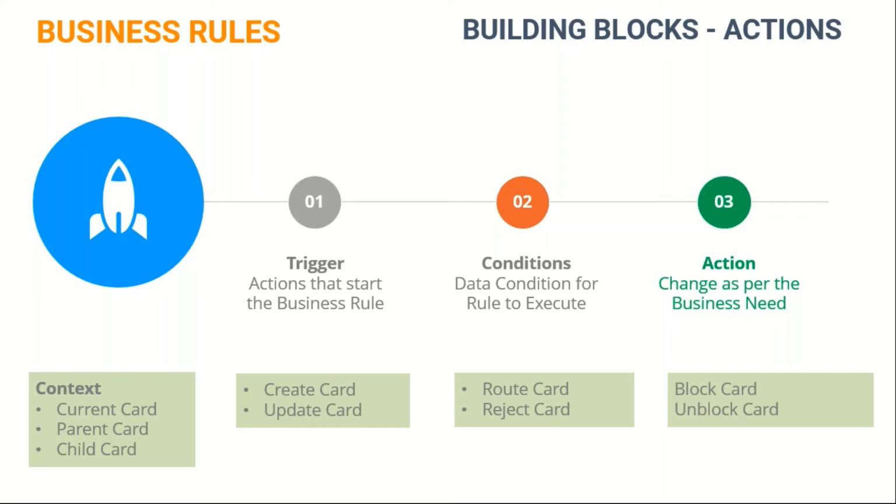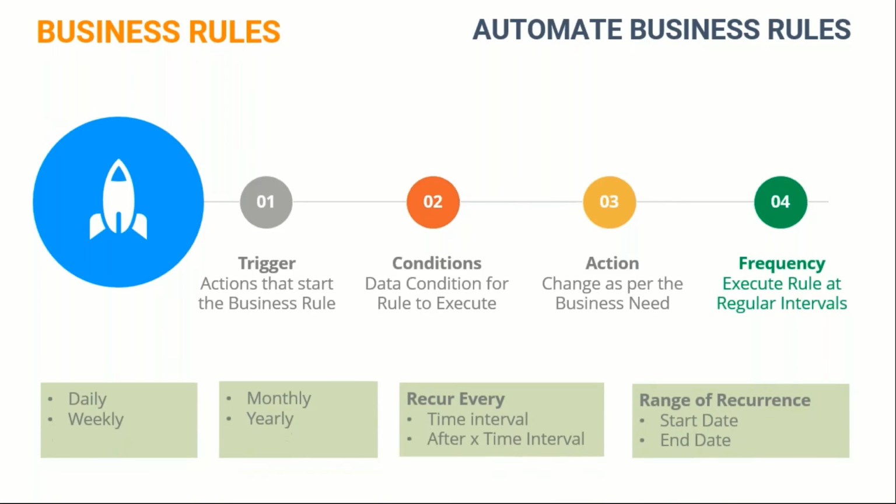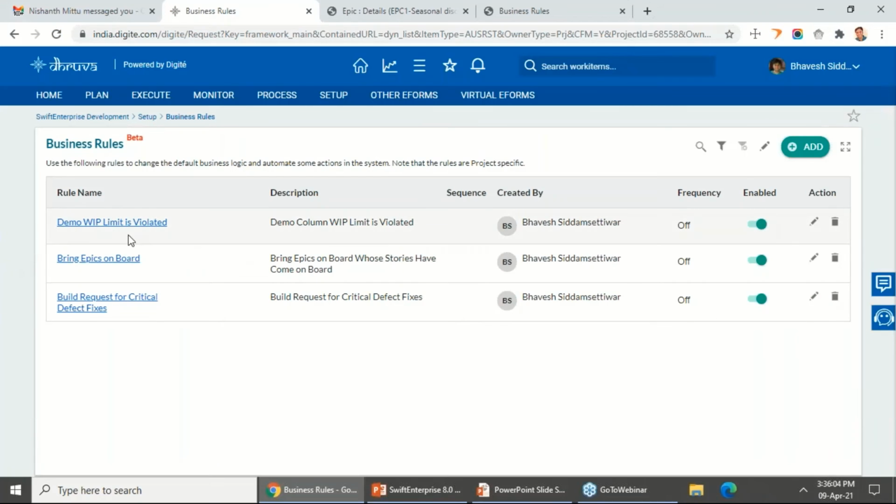This is where it also can be automated further. So while business rules are going to help you automate updates to your cards, we are also providing a way to automate the business rules as well. So there's an additional fourth option as part of the business rules wherein you can set the frequency for them. So this is where you can decide the frequency at which a business rule should get created. So let me just quickly show you how that can be done.